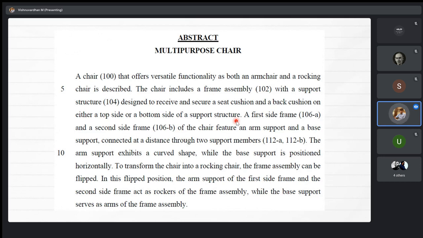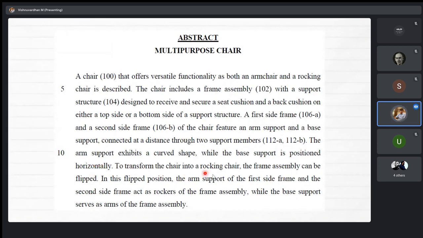Suppose I'm an inventor and I'm searching on the website. By reading these 4 lines, I have an idea of what the invention already is. I'll already know that he's invented a new kind of frame which can be flipped upside down. So this is how good the abstract has to be. Within 3 to 4 lines, you should understand the invention. Then again, they're talking about the side arm support, the front arm support, the 2 support members. Not really needed, but included. The arm support exhibits a curved shape while the base support is positioned horizontally. The second you read this, you can already imagine what the invention looks like.